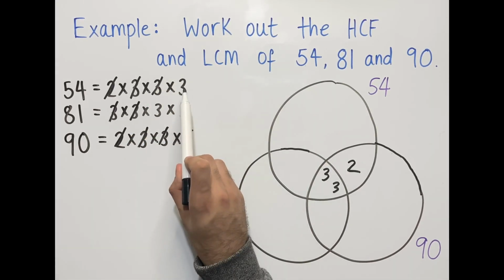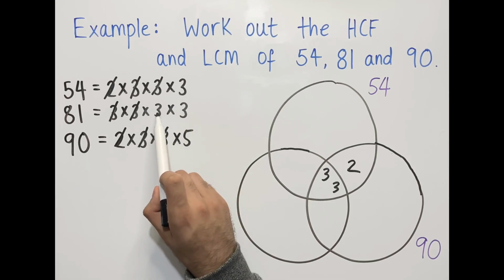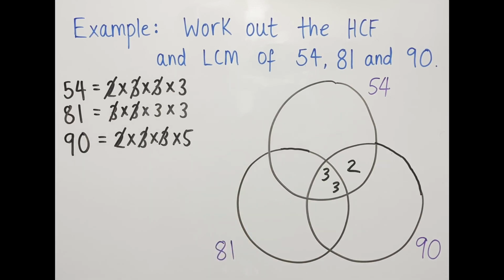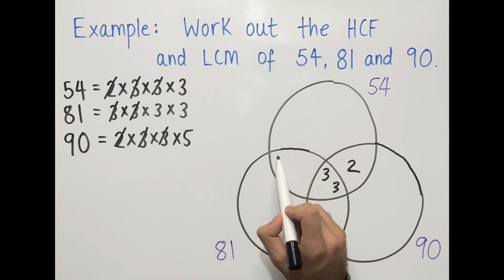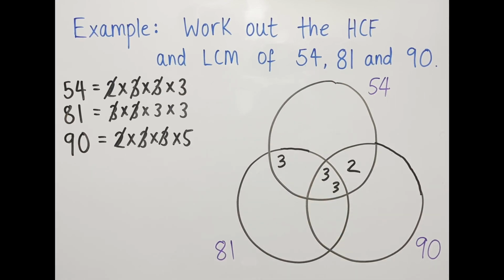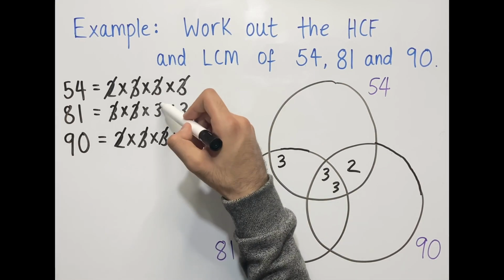So we've got a 3 here for 54. We've got a 3 in 81, but we don't have a 3 in 90. So 3 can be placed between the intersection of 54 and 81. That region is this region here. So we place a 3 there, and then we cross out the 3's.